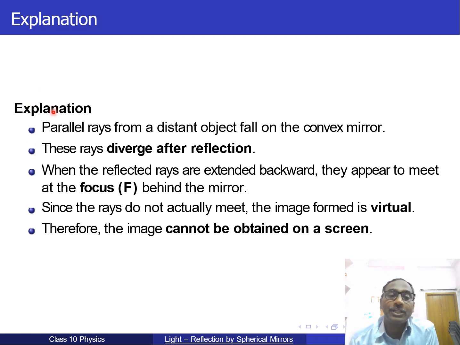See the explanation. Parallel rays from a distant object fall on the convex mirror. These rays diverge after reflection. When the reflected rays are extended backward, they appear to meet at the focus F behind the mirror. Since the rays do not actually meet, the image formed is virtual. Therefore, the image cannot be obtained on a screen.